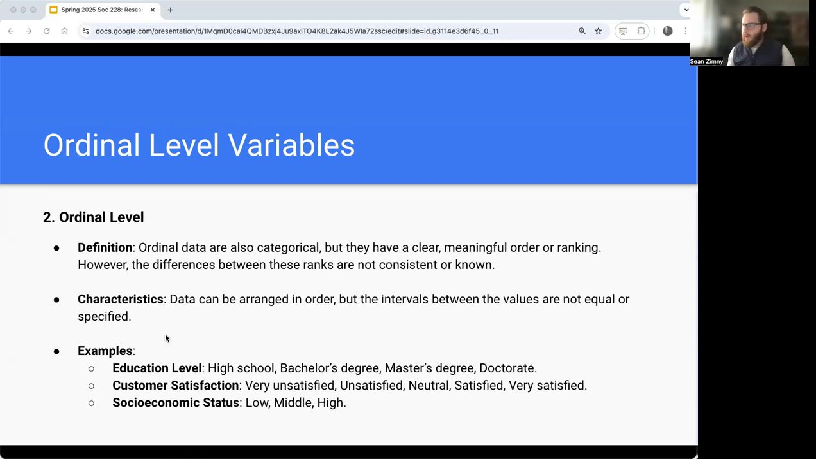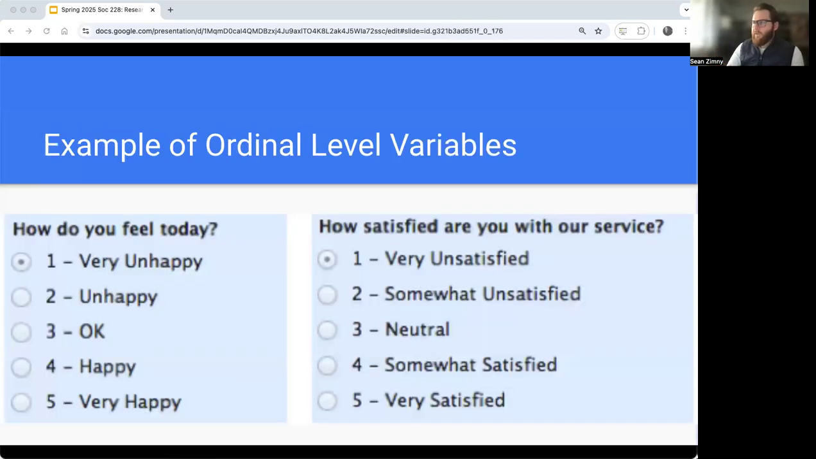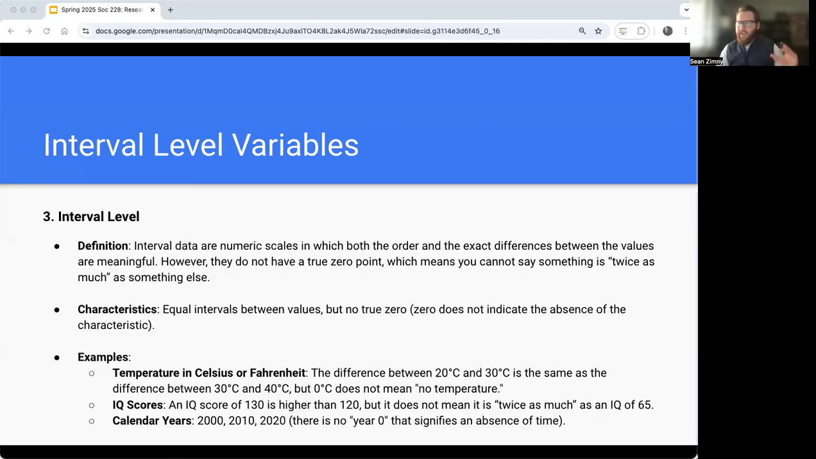Same with customer satisfaction: very unsatisfied, unsatisfied, neutral, satisfied, very satisfied. These are what we call Likert scales. Yes, they're categorical and they have a range, but we don't know the actual specifics. There's no numerical specifics between those ranges. Here's a couple examples. That's a little blurry, apologize for that. How do you feel today? Ranking your happiness: yes, it is ranked, but you don't see the actual numerical difference between those categories. Same with the satisfaction scale. This will make more sense at the end when we look at interval level data, because you are going to see a numerical difference.